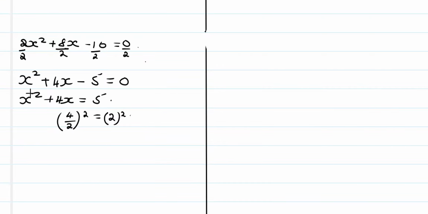Then from there, we add this 2 squared here, and we also subtract it so that we don't make any change to the original equation. So it becomes x squared, then plus 4x, again plus 2 but now squared, then minus 2 but now squared, is equal to positive 5.